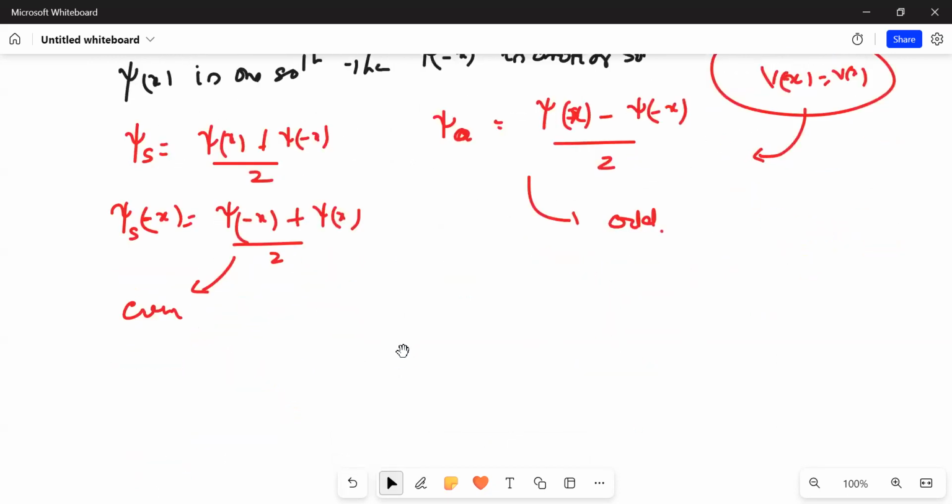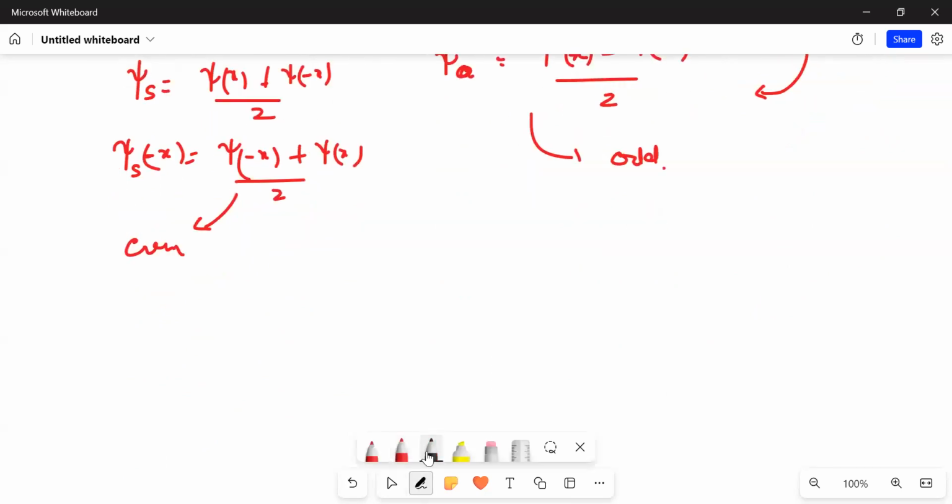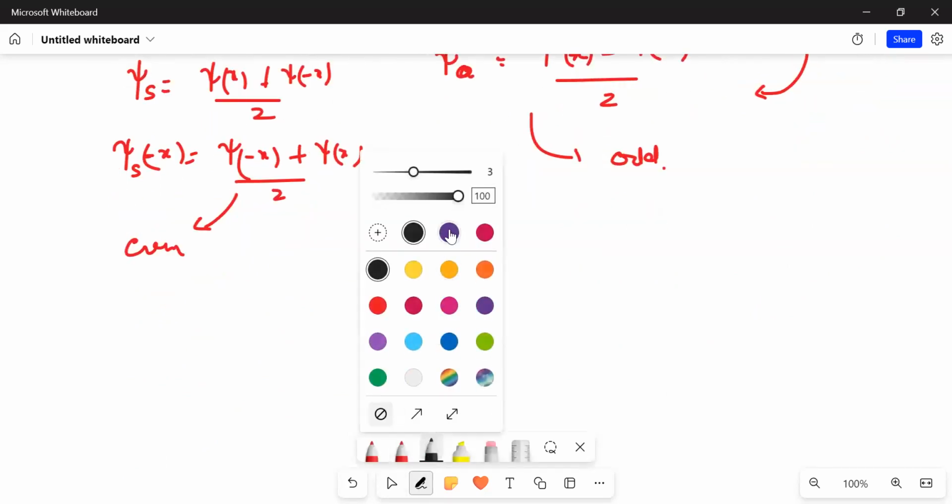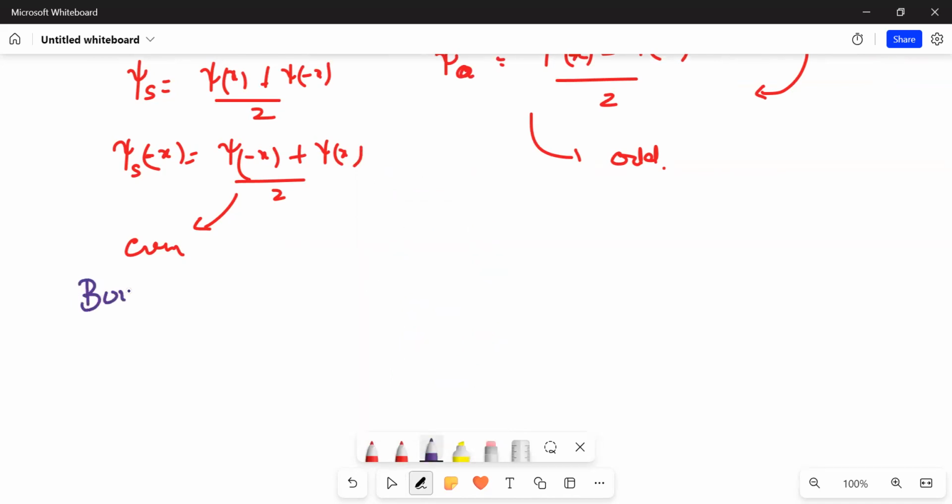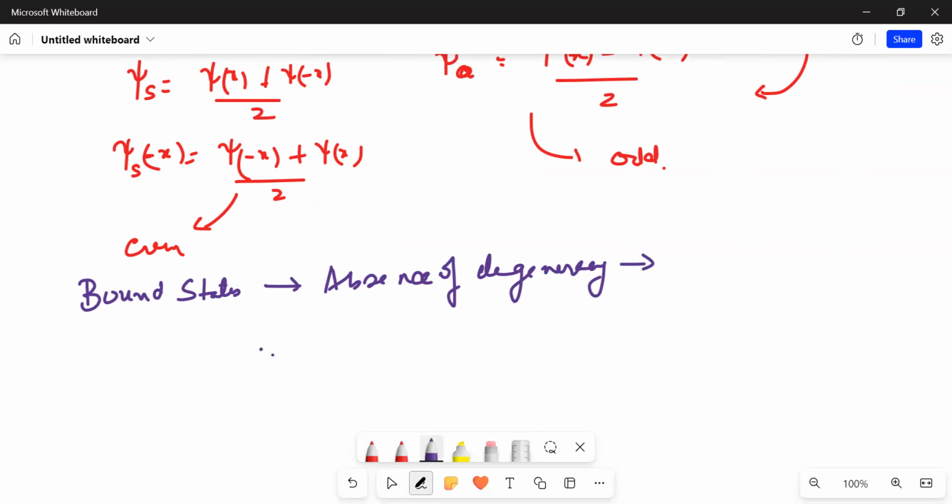In particular, when we are dealing with the bound states, what is going to change? I know that for the bound state, there is an absence of degeneracy. Since there is absence of degeneracy, indeed this has to be like this: psi(-x) up to a constant must be equal to psi(x). I'm not saying that they are identical, but up to a constant, or up to a phase factor as I mentioned above, they must be equal.